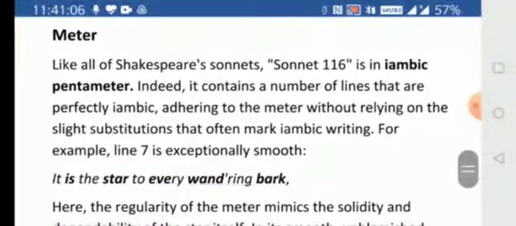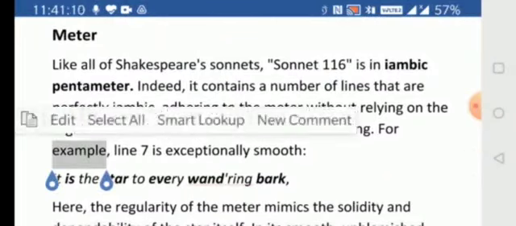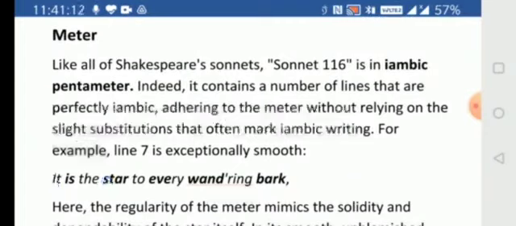Meter. Like all Shakespearean sonnets, Sonnet 116 is in iambic pentameter. Indeed, it contains a number of lines that are perfectly iambic, adhering to the meter without relying on the slight substitutions that often mark iambic writing. Iambic pentameter means a line which has 5 non-stress syllables and 5 stress syllables.